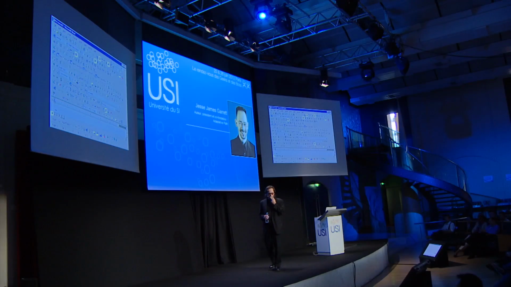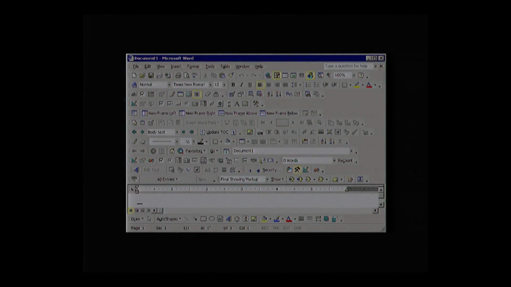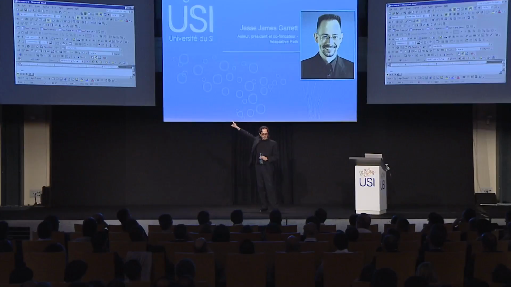Here's Microsoft Word with all the toolbars turned on. Now, I really believe that every product, through its design, tells a story. It tells a story about itself. It tells a story about the world. And it tells a story about the user and the relationship between the product and the user and the task. What story does this design tell?